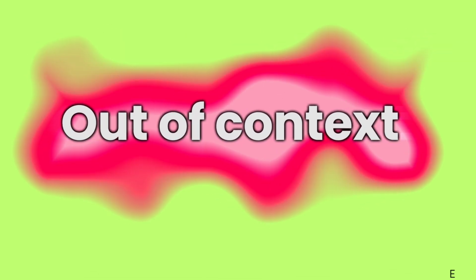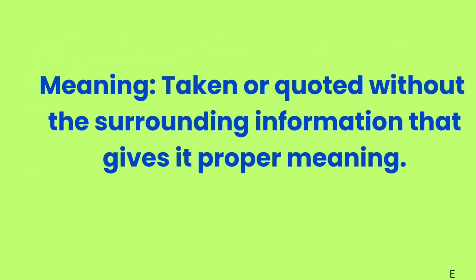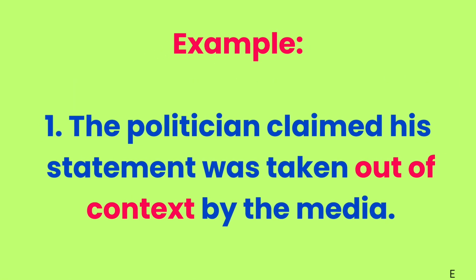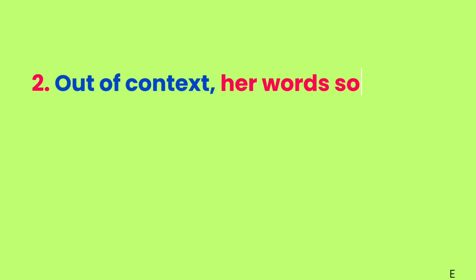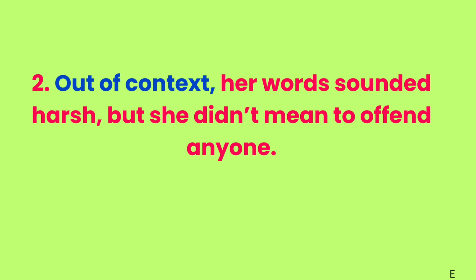Out of context. Meaning, taken or quoted without the surrounding information that gives it proper meaning. Example. 1. The politician claimed his statement was taken out of context by the media. 2. Out of context, her words sounded harsh, but she didn't mean to offend anyone.